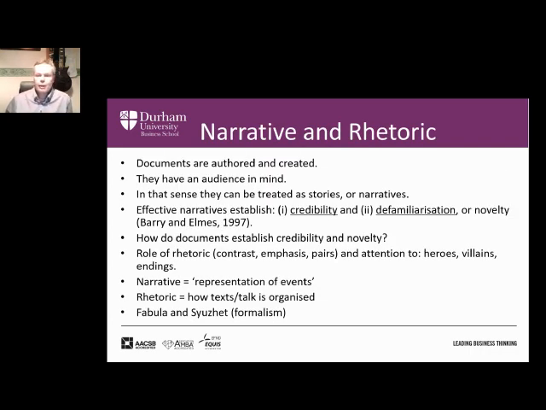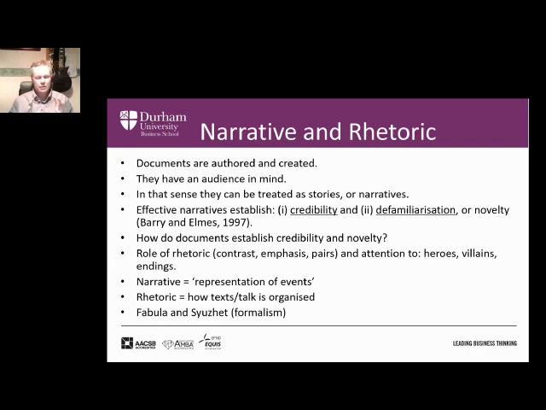Let's think a bit more deeply about narrative and rhetoric, which I'm suggesting is a really interesting potential way, if you're trying to rework your research design, to think about how you might look at text, at qualitative data. So the thing about documents is they are authored and created. Even some of the most factual seeming documents like a statement of accounts, an annual report, statement to the shareholders, these things are authored and they're created. And they are created with an audience in mind. So in that sense, what I've argued quite successfully in a lot of different papers is we can think of them as stories or narratives.